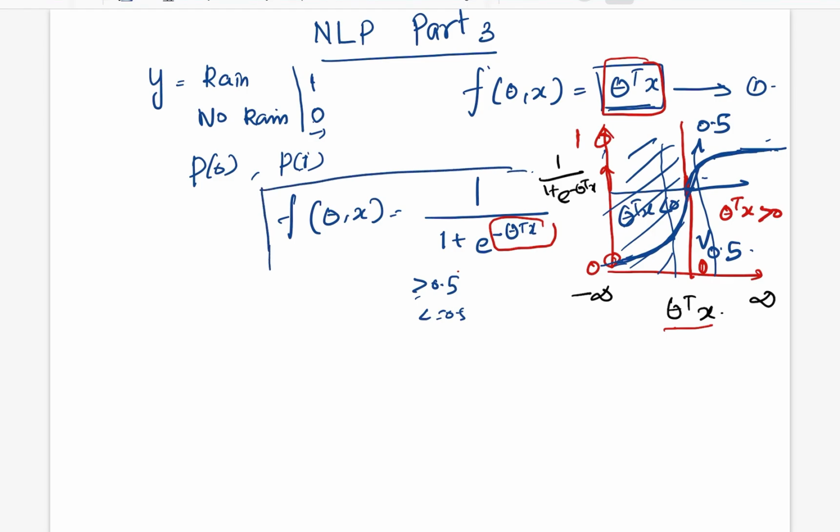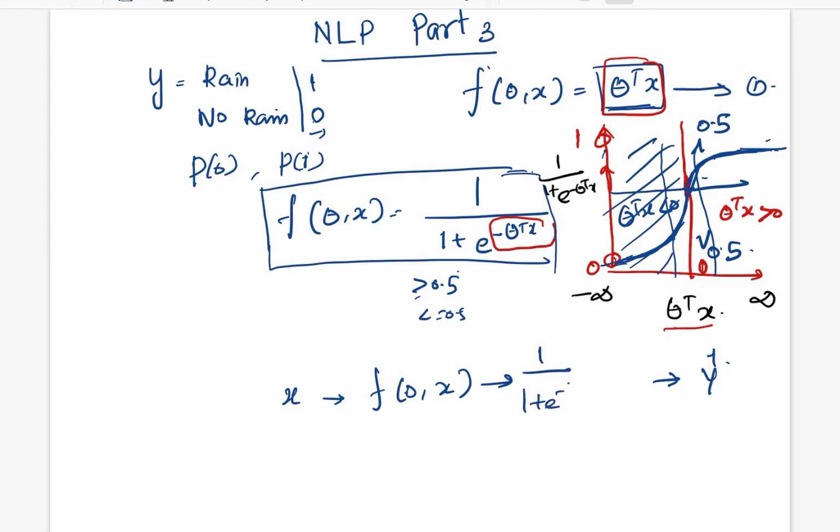Now we know what our mapping function is. Do you remember the scope of this mapping function? It maps all our inputs x to our output y prime. This function gives us a probabilistic value between 0 and 1. So here we use a threshold: y prime is equal to 1 whenever the mapping function f of theta x is greater than or equal to 0.5, which depends on the situation of the problem, and 0 otherwise.